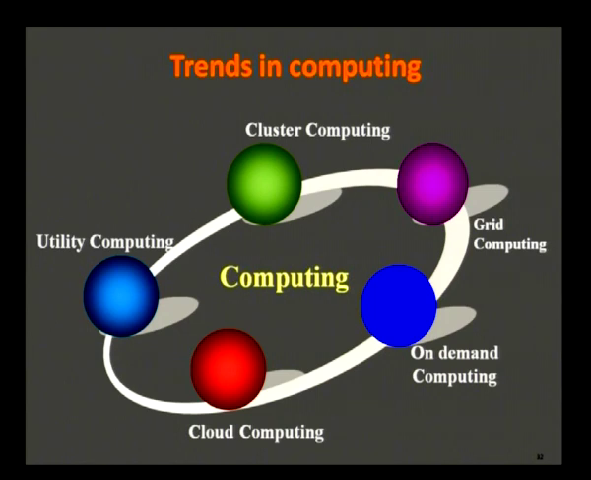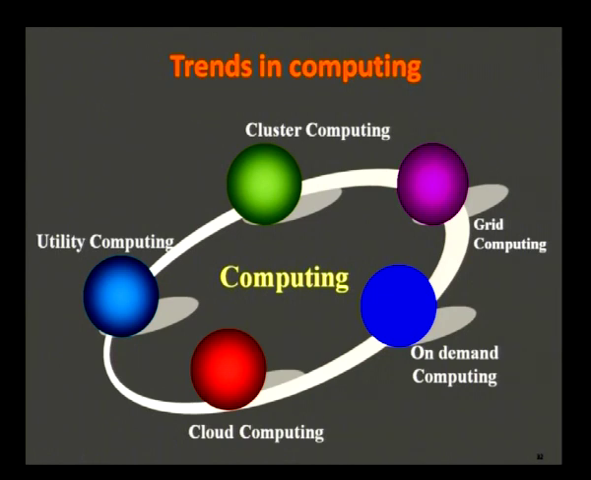Then we evolved to cloud computing. When you consider cloud computing, this is the concept of sharing of services. In grid computing, it was sharing of resources. Here it is sharing of services. Then utility computing is like renting a computing machine. Based on how many hours you use the computers, you pay for it. That is the concept of utility computing.